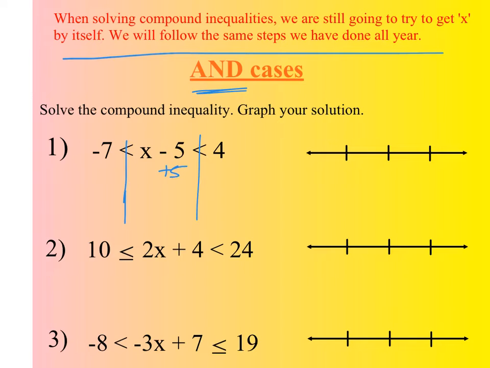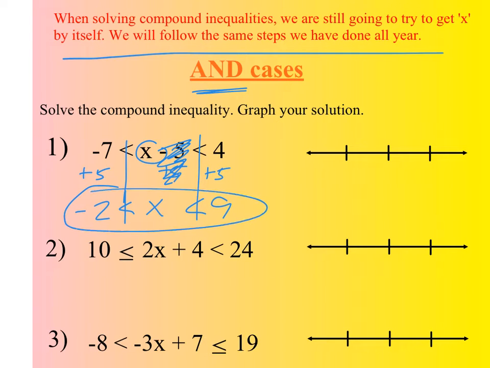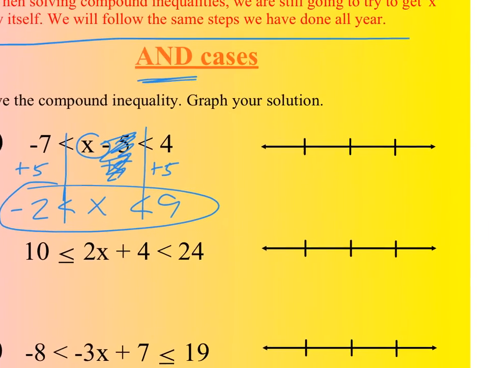If I add 5 in the middle to cancel it out and get x by itself, I just got to do it to all 3 of the sections, so to the left and to the right. So when I add 5 to everywhere, I'm going to get negative 2 is less than, well, now the x is in the middle by itself because I got rid of the 5, and that's less than 9. And there is my solved compound inequality.